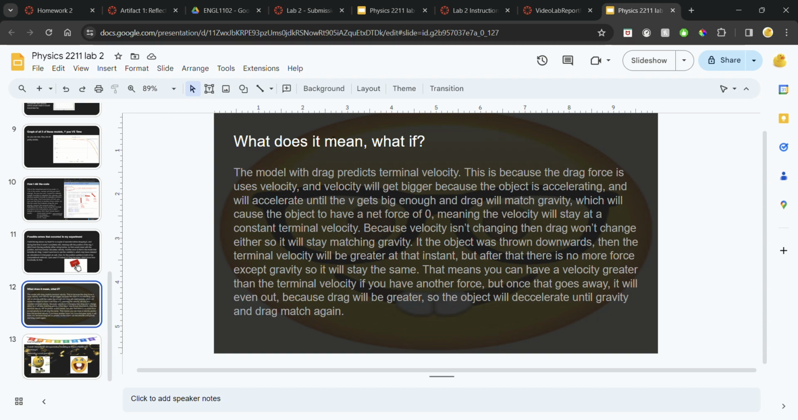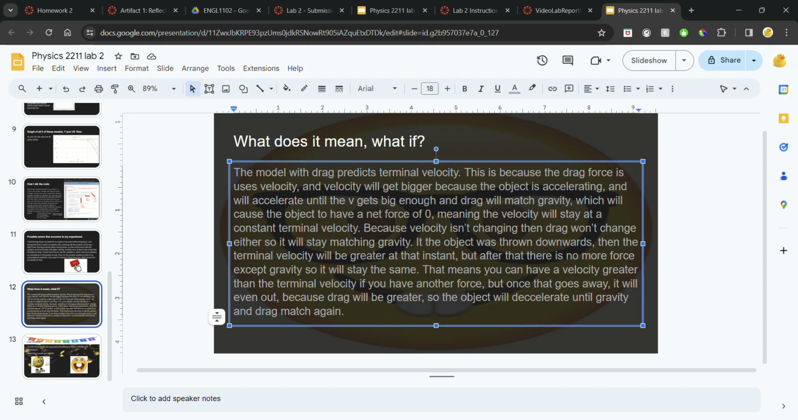And then finally, what does it mean? Basically what I'm trying to say here is the model with air drag will have a terminal velocity. Since the air drag is based off the velocity, at some point it's going to get big enough so it equals the gravity, and so that will have a net force of 0. If you have another force, then you can have velocity greater than the terminal velocity, but as soon as that force goes away, it will equal out.